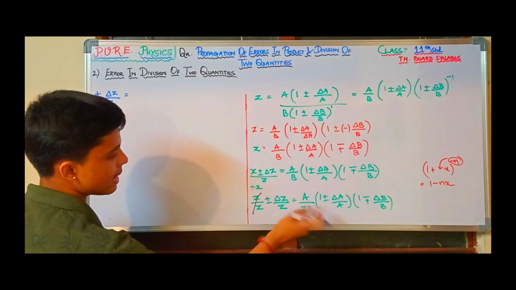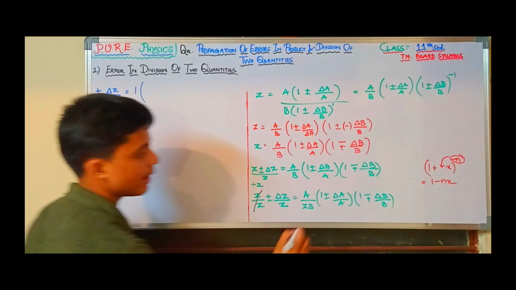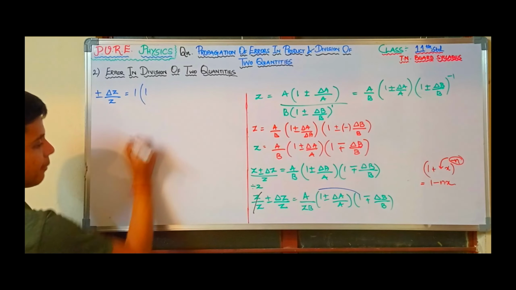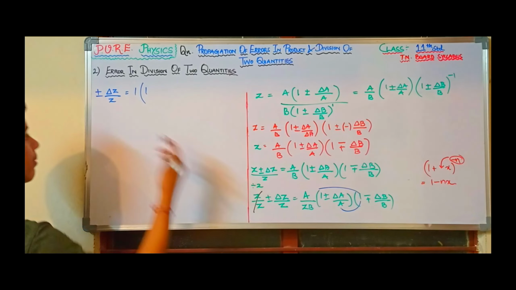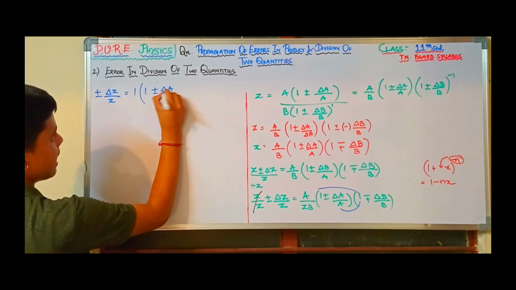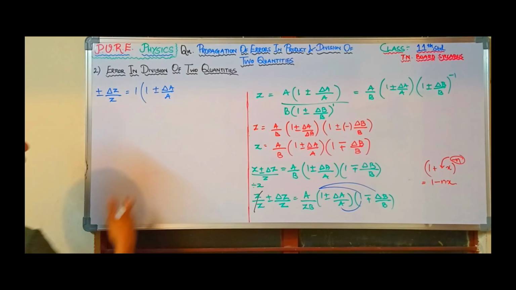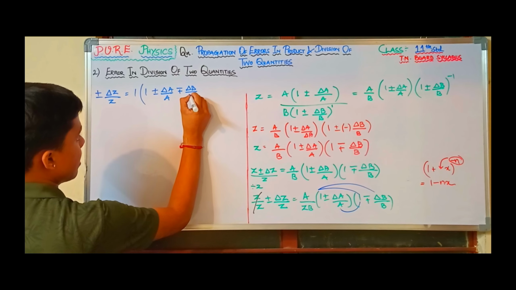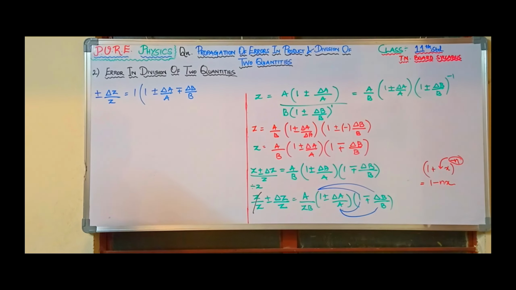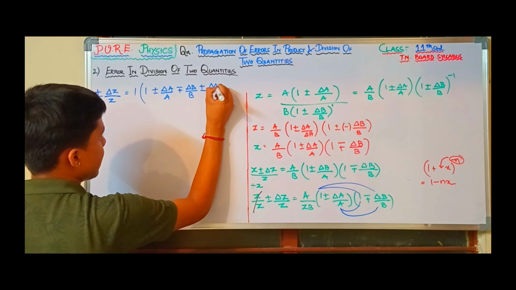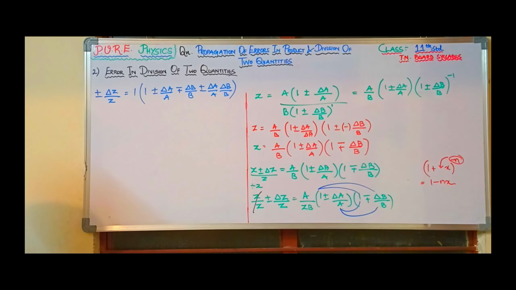So in the place of a by zb, I can write 1 into, now I'm going to multiply both these terms. When I multiply 1 into 1, what do I get? Obviously 1. When I multiply plus or minus delta a by a with 1, what do I get? Obviously the same answer, which is plus or minus delta a by a. Now when I multiply 1 into minus plus delta b by b, what do I get? Minus plus delta b by b. When I multiply plus or minus delta a by a into minus plus delta b by b, obviously I get the same, plus or minus delta a by a into delta b by b. This will be my resultant expression.